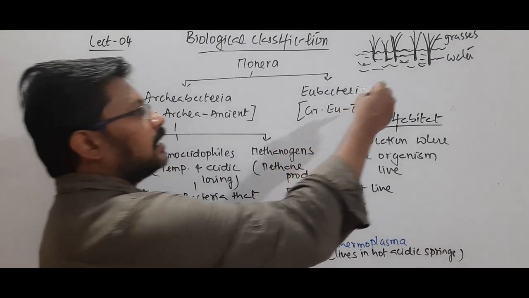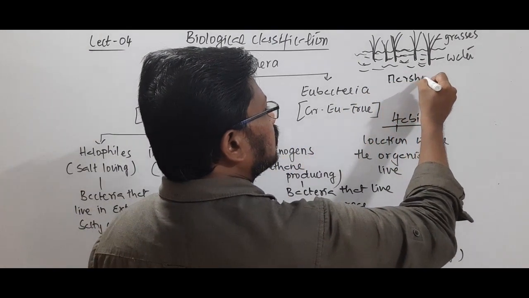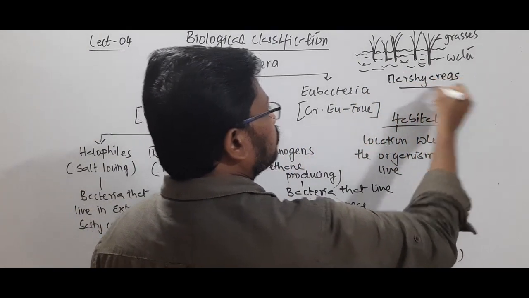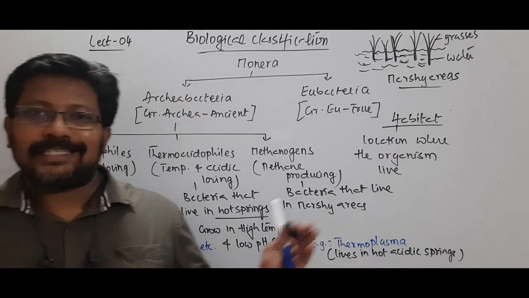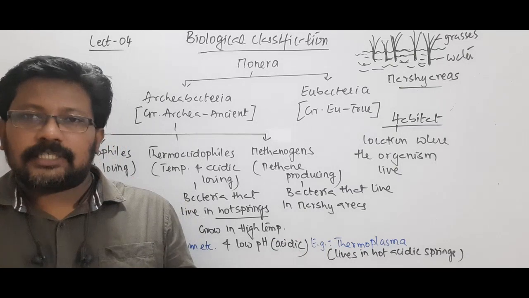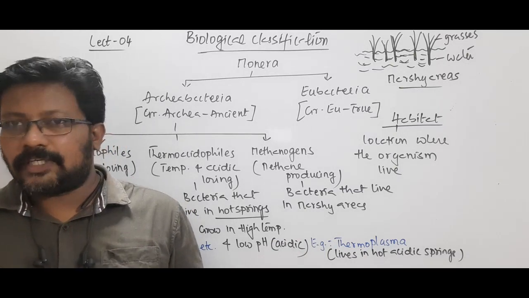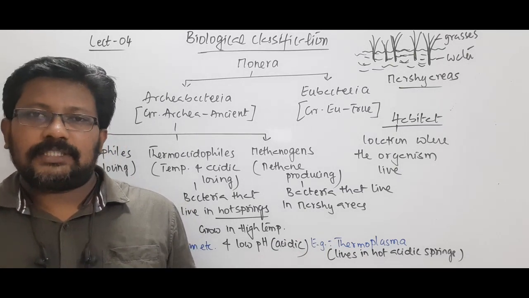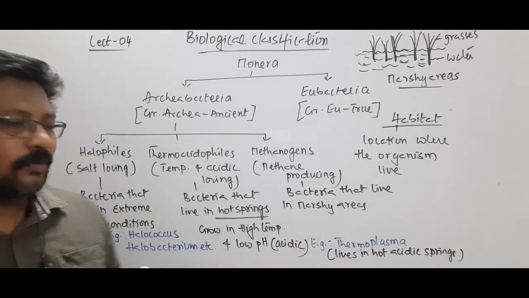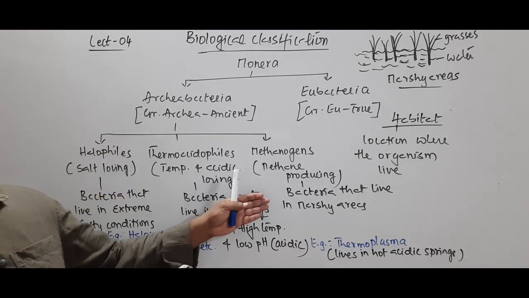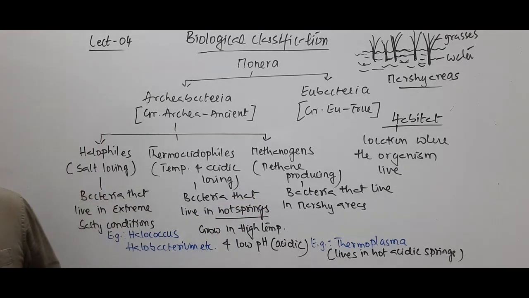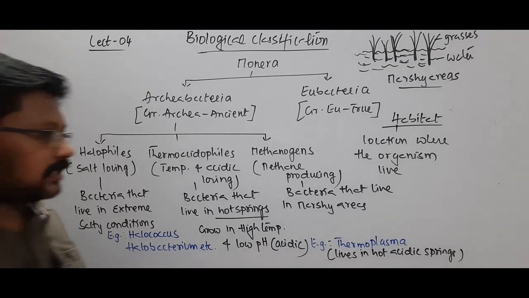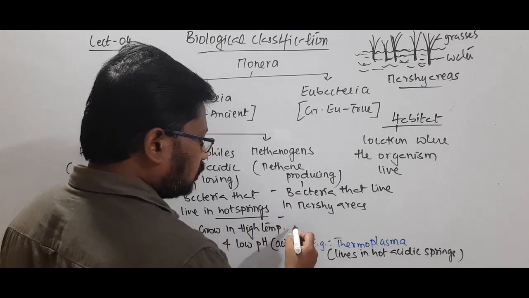So that's marshy areas, right? If you still find difficulty in understanding it, just type it in Google. It will show you the image of these marshy areas, how they look. So the bacteria that live in marshy areas are the methanogens here. And these methanogens are usually sensitive to oxygen.